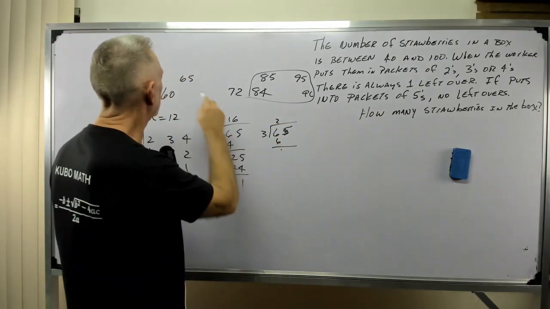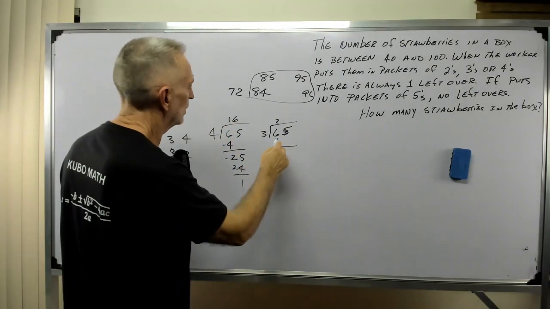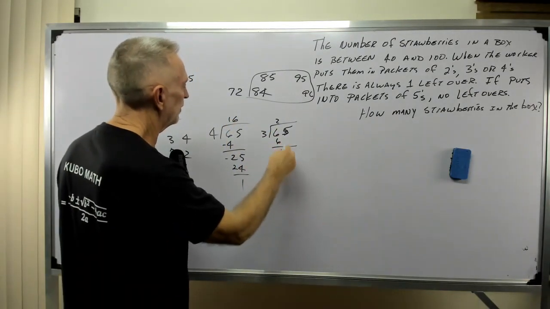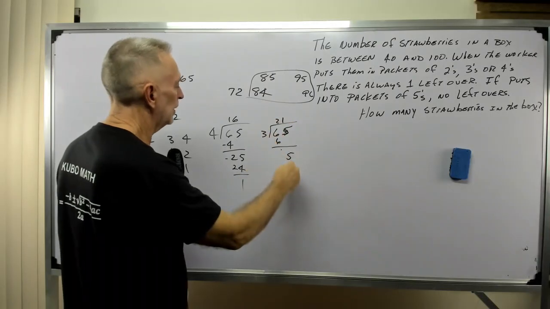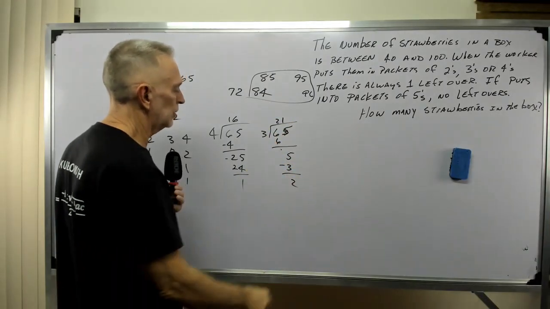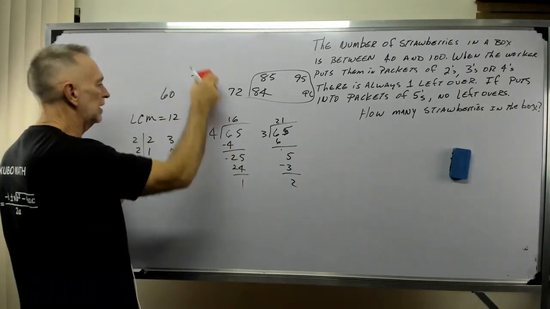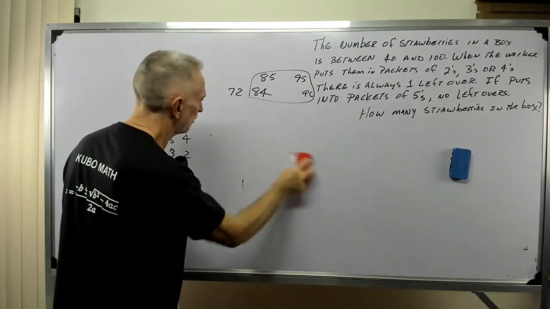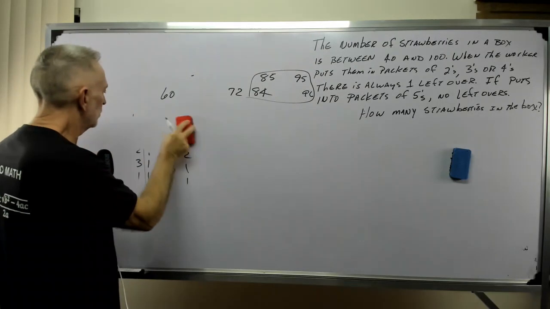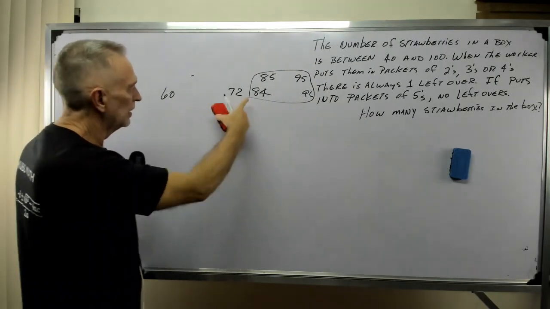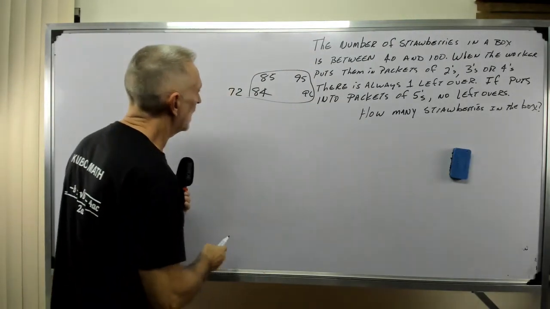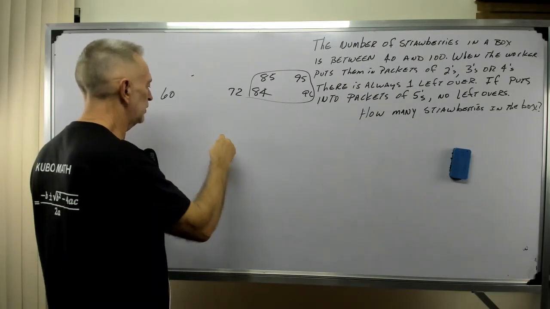Whoa, got a problem here. 2 times 3 is 6. Bring down the 5. 1 times 3 is 3. That leaves me 2. Remainder of 2. That one's out. 65 is gone. Okay? So that's why 85 and 95 are in question.